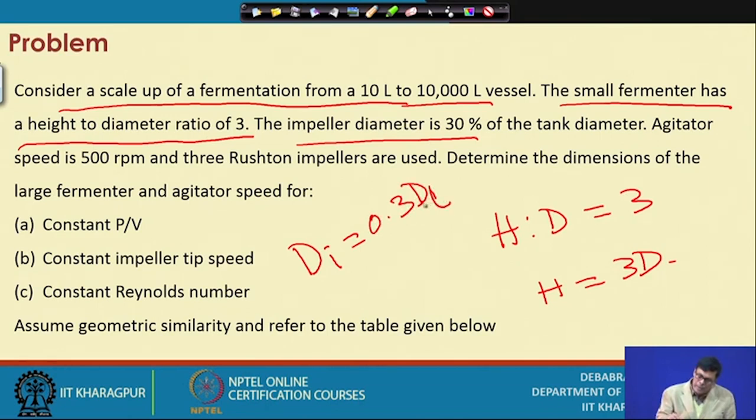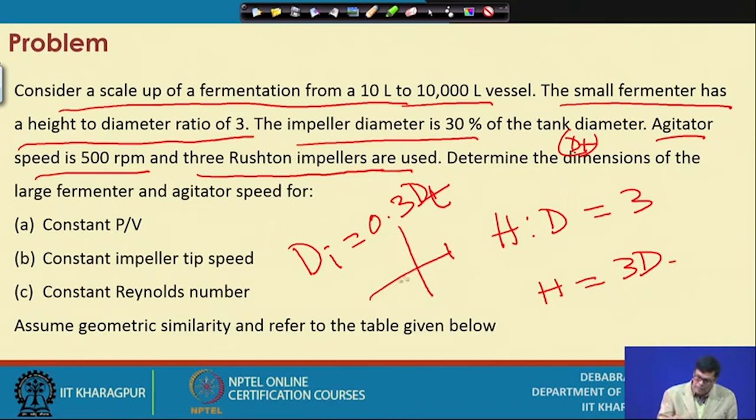If we say DT is the tank diameter, then we can write 0.3 into DT. The agitator speed is 500 rpm and 3 Rushton impellers are used. This Rushton impeller looks like this.